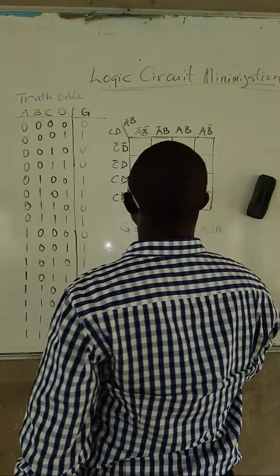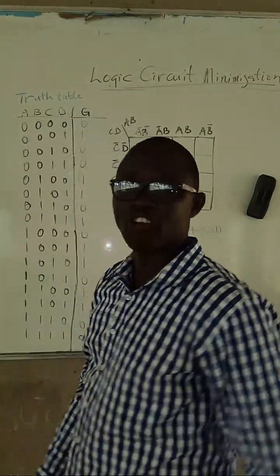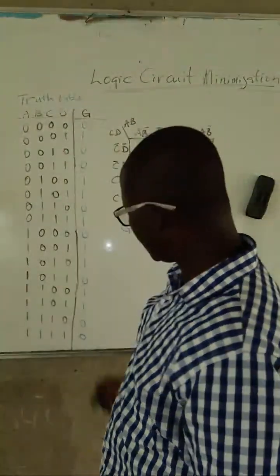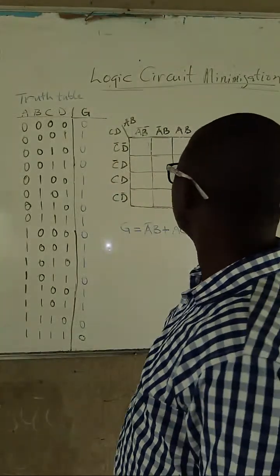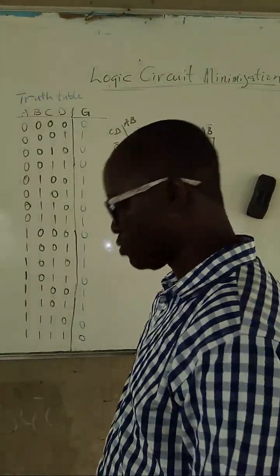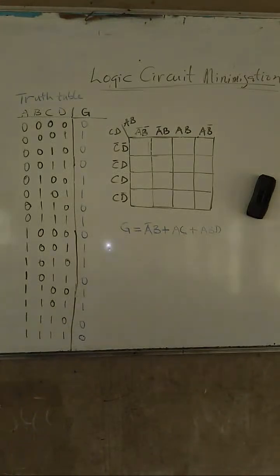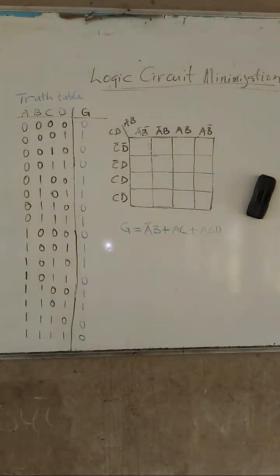So this is the 4x4 kind of map that gives us 16 possible cells for the output of the truth table. Now we're going to map them into the Karnaugh map. Then we simplify accordingly. All right.